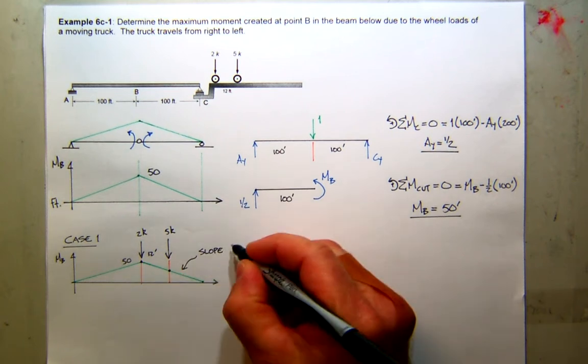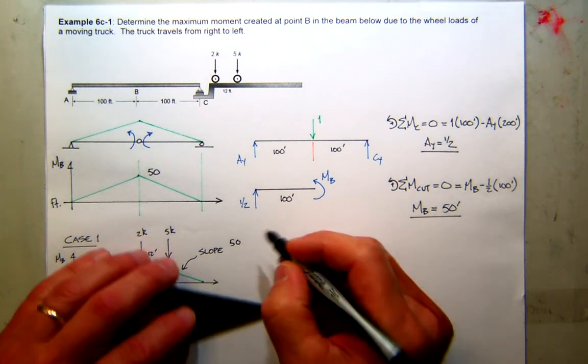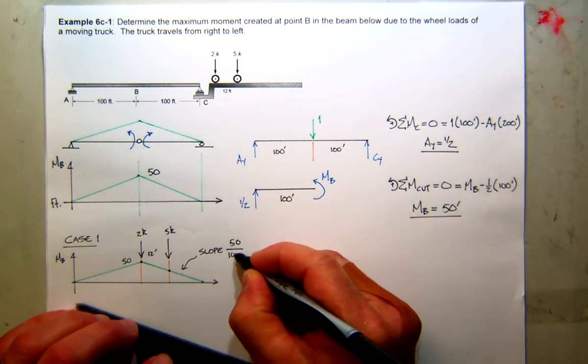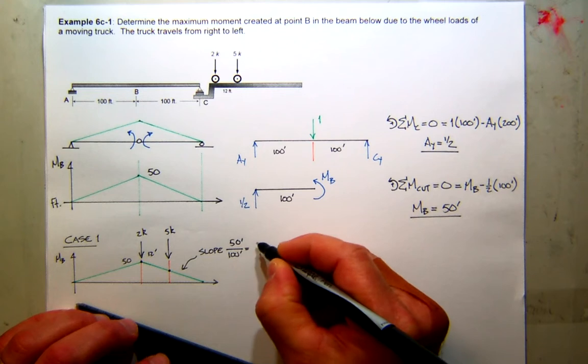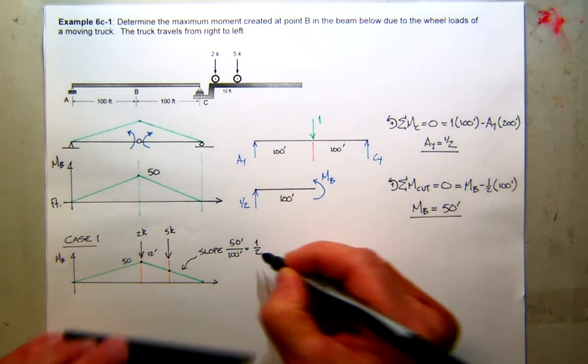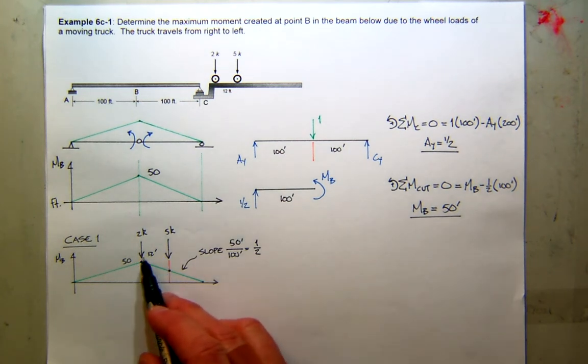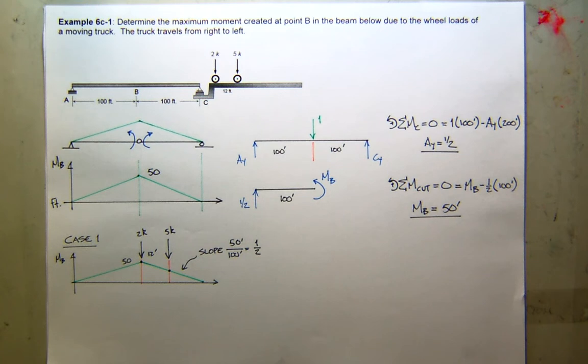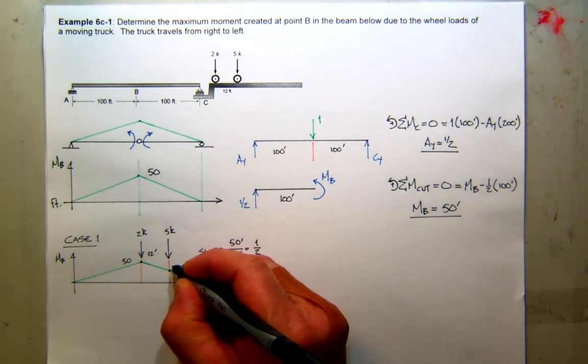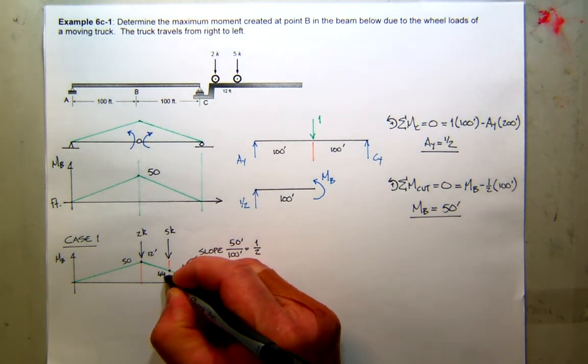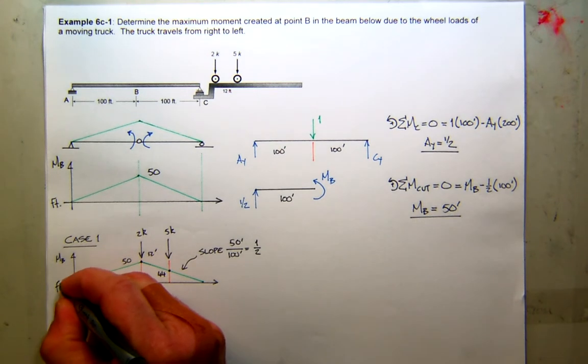Well, rise, which is 50, over run, which is 100. These are both in feet. So it looks like the slope is 1/2. That means that every foot I move, my value drops by 1/2. And how many feet am I moving to the right? 12. So I would drop, half of that is 6. So this will be 44. Remember, the units of this are in feet.